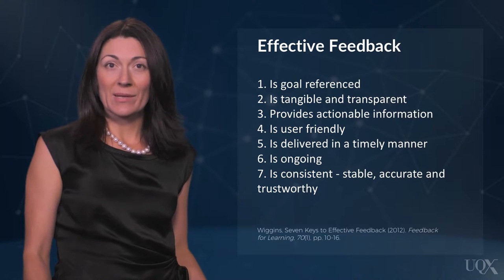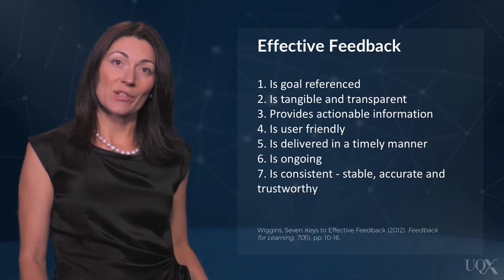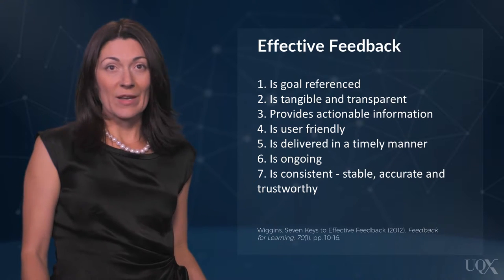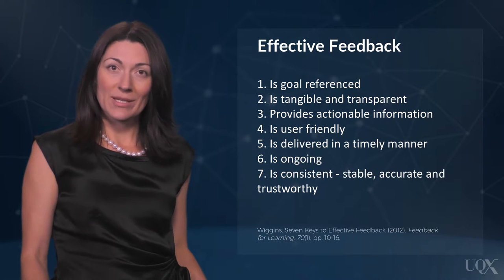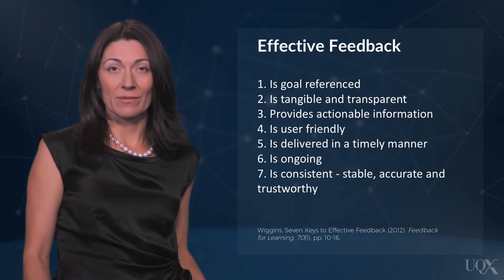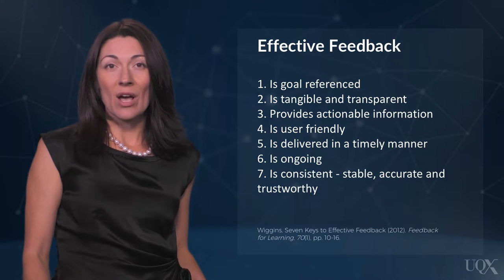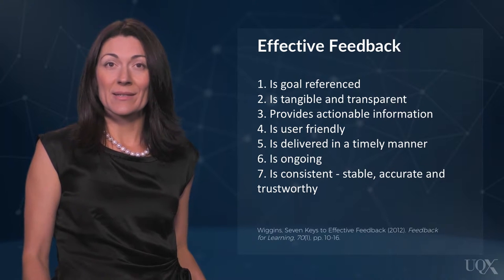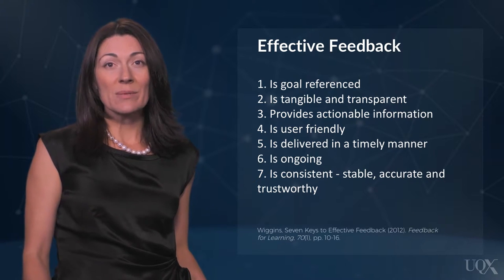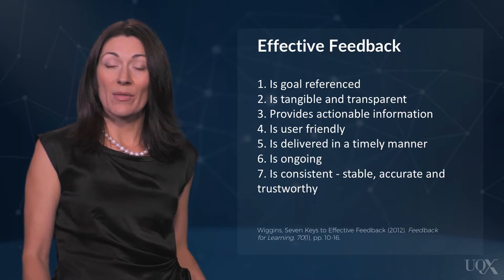We explored several principles of effective feedback and saw these in action in the classroom. These include feedback that is goal-referenced, tangible and transparent, provides actionable information, is user-friendly, is delivered in a timely manner, is ongoing, consistent, accurate, and trustworthy. As John Hattie explains, the most powerful feedback is that which is provided by the learner to the teacher. Cameron Brooks reminded us that most feedback given to learners is rarely used, and that is why teachers need to focus on both the nature of effective feedback, but most importantly, on how feedback is received.